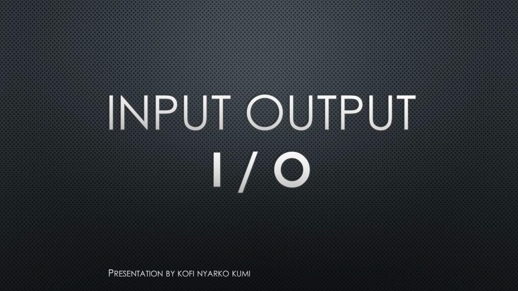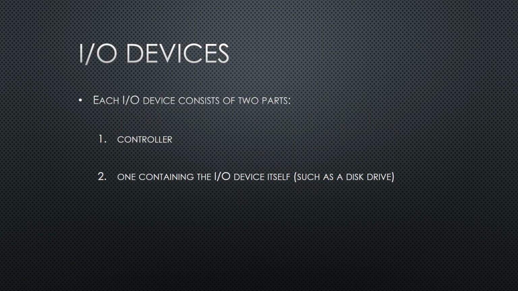Today I'll be presenting on input-output devices. Okay, so what do you mean by input-output devices? Your keyboard is an input device, your mouse is an input device, and then there's also an output device. Your printer is an output device, your monitor is also an output device. So it's something that you need to keep in mind.